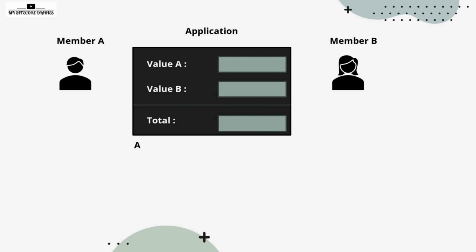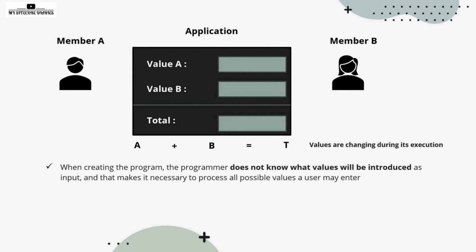So there is a program which will take value A plus value B, and then show the addition of value A and value B. So values are changing during its execution. While the program is getting executed, the programmer is not aware what will be the value in A, what will be the value in B, and those values are getting changed during the execution of the application. So these A and B are basically variables.